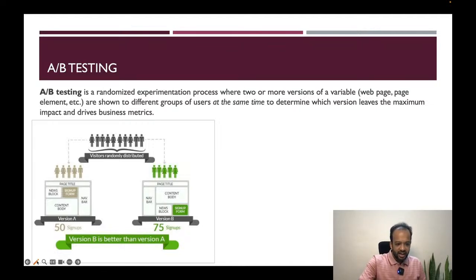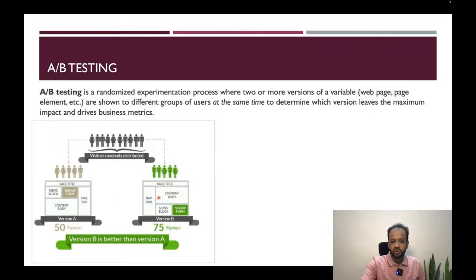Let me also have my pointer on. So you have version A, where the page looks like this. You have the page title, you have the news blog, you have the sign up form here, and then the other parts of the page. And in version B, you have the sign up form in the bottommost right. And the color of this particular item is also different. So the question is, which of these versions is better?